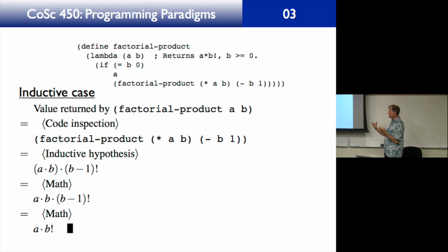But it's the same setup. All right? This is like the second or third proof we've done, right? So it's always the same setup. You've got the base case. You prove that the base case is true by comparing the what with the what? The code inspection with the math.